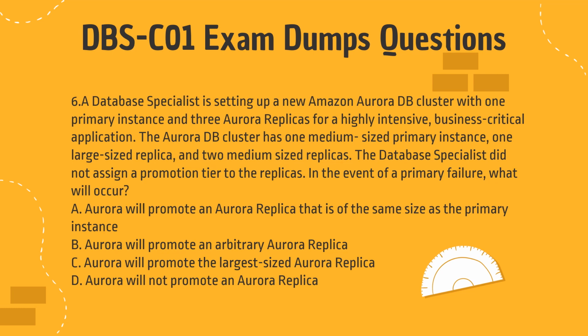The Aurora DB cluster has one medium-sized primary instance, one large-sized replica, and 2 medium-sized replicas. The database specialist did not assign a promotion tier to the replicas. In the event of a primary failure, what will occur?